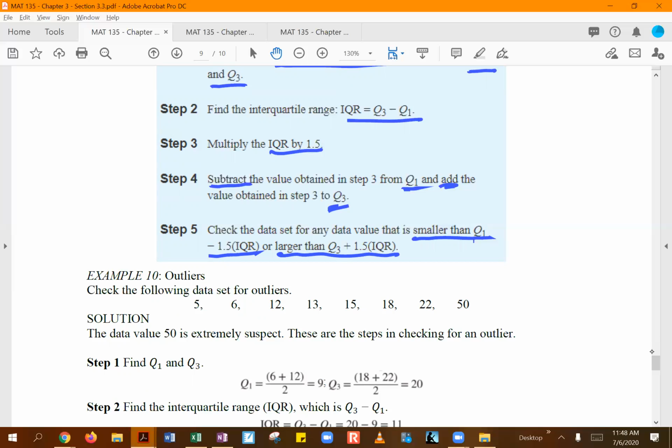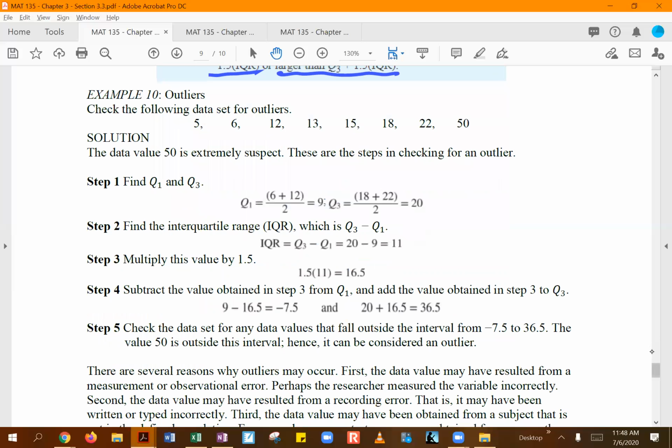So if you see a number which is smaller than Q1 minus 1.5 IQR, that's an outlier. If you see a number which is larger than Q3 plus 1.5 IQR, then that's going to be an outlier. So if you look at this example over here, we have our data set which is already arranged in order.